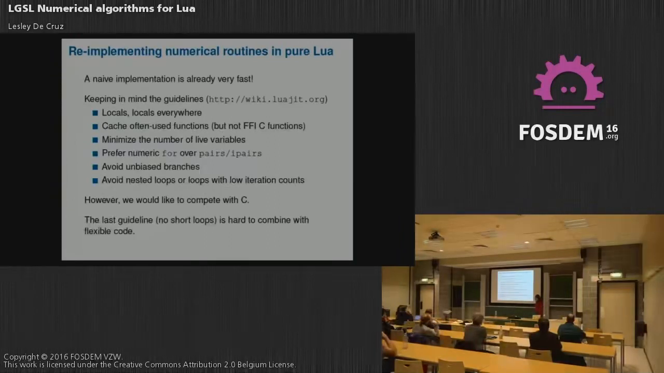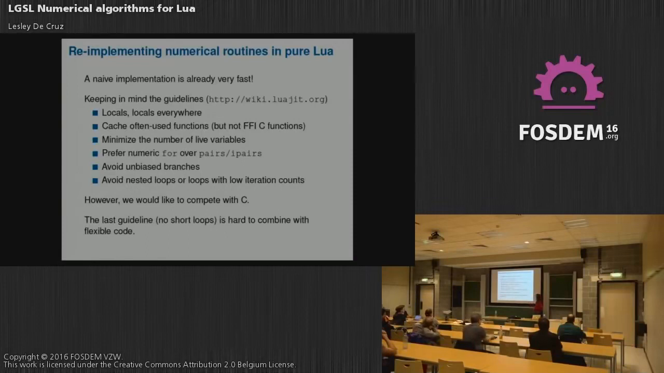Now, you have to know that if you really naively re-implement something in Lua and you run it, it's already very fast with LuaJIT. But you have to keep in mind the following guidelines, like using locals, and this is the same for Lua and for LuaJIT, in fact. Cache the functions that you use a lot, minimize the number of live variables. That means not putting all of your variable declarations at the top. I mean, it's not Fortran.